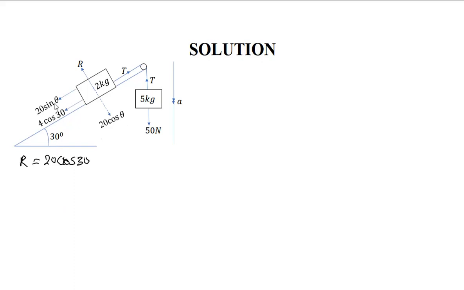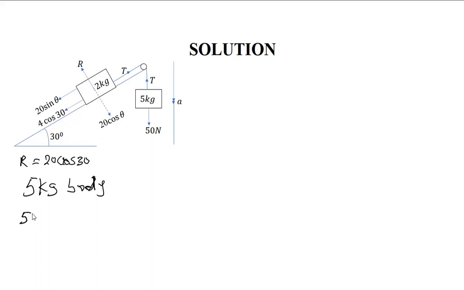Our frictional force will be acting down the plane because we have assumed that the system is moving up. Now note that if you assume the system is moving up or moving down, the value of your acceleration will remain the same, but the sign will change. If your assumption is correct, the acceleration will be positive, but if your assumption is wrong, the acceleration will be negative, but the same value. So let's start with the 5 kg body.